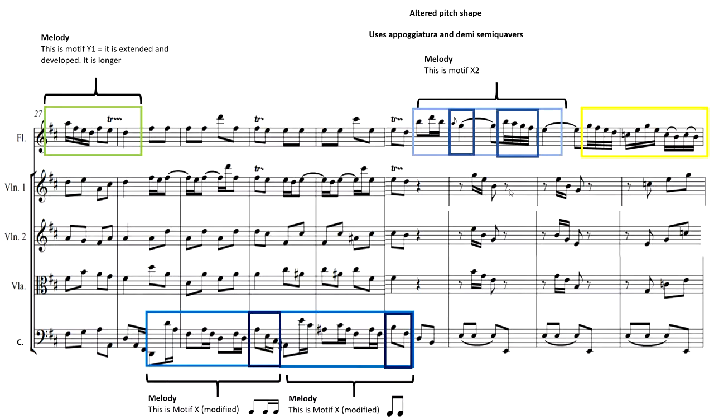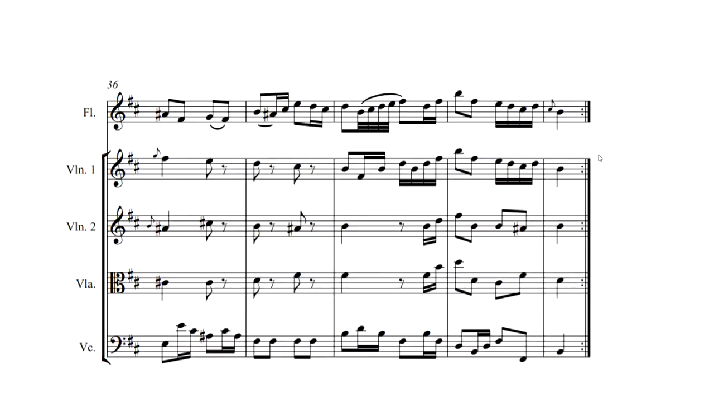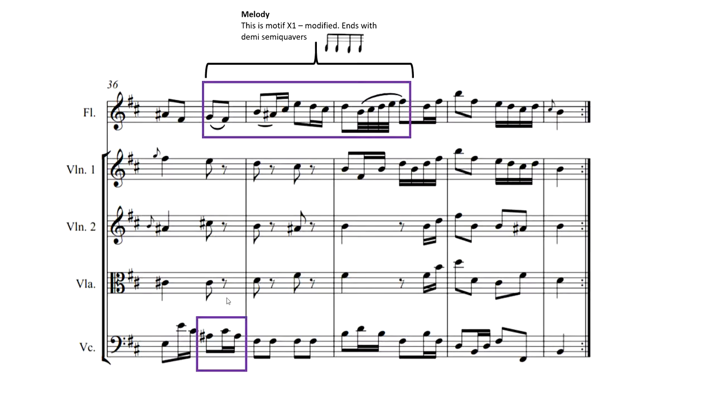Our next motif in the jigsaw is motif Y modified. He's modified it because now he's starting motif Y with four demi-semiquavers, which I've just highlighted. Let's have a listen to it. Again, this continues on the next page. The flute next plays the motif, and you may notice that it is also interlinking with the basso continuo, as I've highlighted. This is motif X1 modified, because he's ending it with demi-semiquavers, which I'm just going to highlight there. Let's have a listen to it.